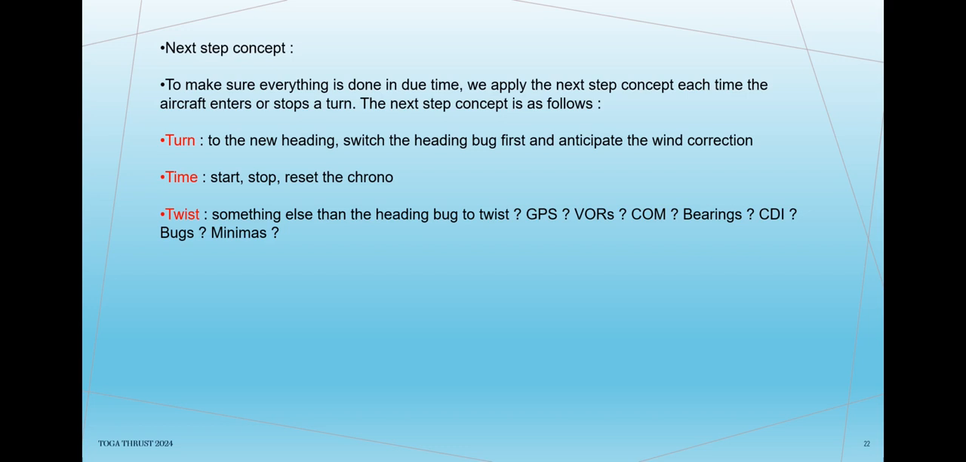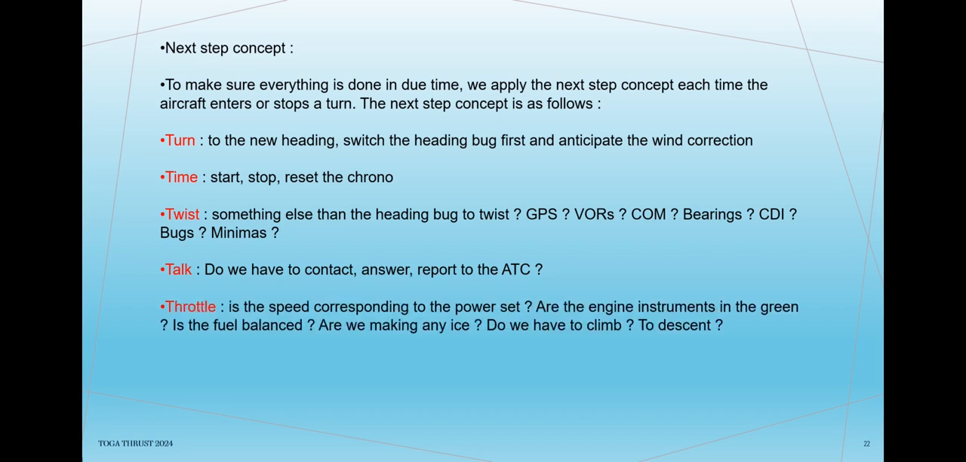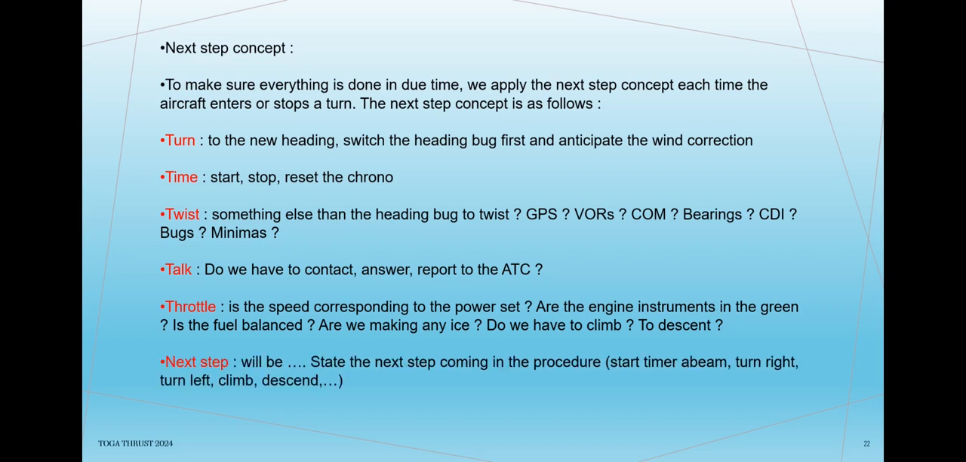Twist: something else than the heading bug to twist? GPS, VORs, COM, bearings, CDI, bugs, minimas? Do we have to contact, answer, report to the ATC? Throttle: is the speed corresponding to the power set? Are the engine instruments in the green? Is the fuel balanced? Are we making any ice? Do we have to climb? To descend? Next step will be: state the next step coming in the procedure, start timer beam, turn right, turn left, climb, descend.